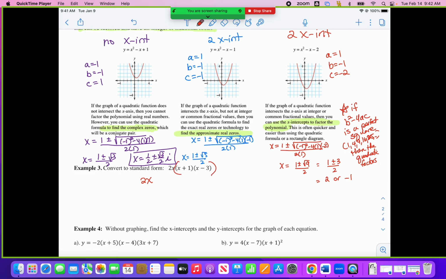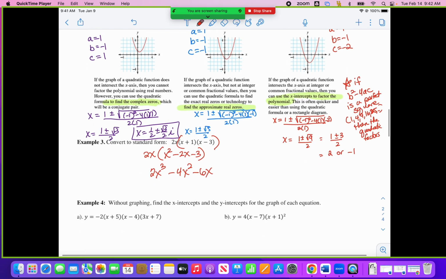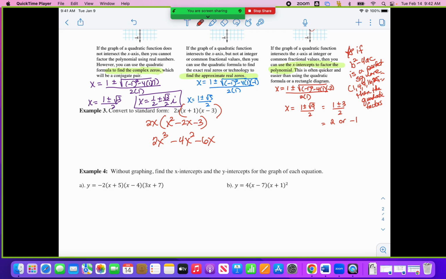When I have a monomial times 2 binomials, I like to do the binomials first. So I'm going to do the FOIL in my head and get x squared minus 3x plus 1x is minus 2x minus 3. Then distribute. 2x cubed minus 4x squared minus 6x. So converting to standard form just means multiply it out from your factored form.